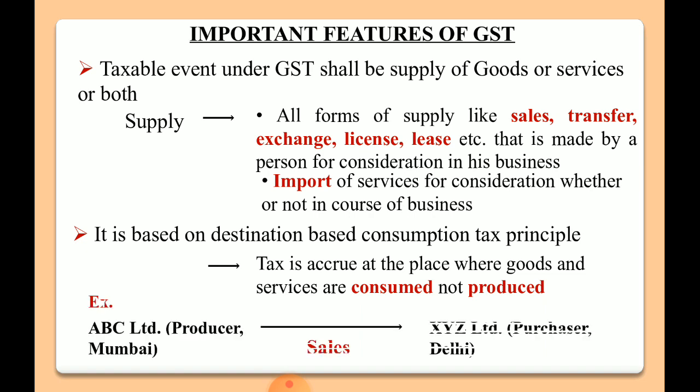For example, ABC Limited of Mumbai produces and sells goods to XYZ Limited. ABC Limited is in Mumbai and XYZ Limited is in Delhi. So ABC Limited transfers or sells goods to XYZ Limited. Then in this case, tax will accrue in the state of Delhi, not in the state of Mumbai. Why? Because consumption takes place in Delhi, not in Mumbai. The place of destination is Delhi, so the tax will be levied and accrue in Delhi, not in Mumbai.